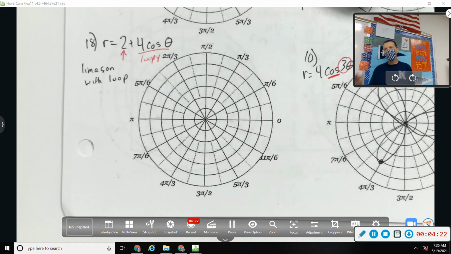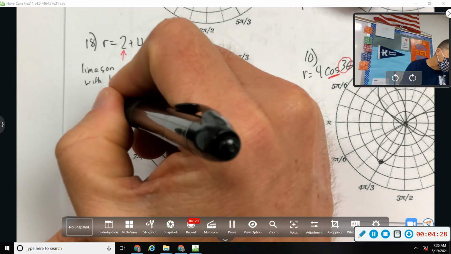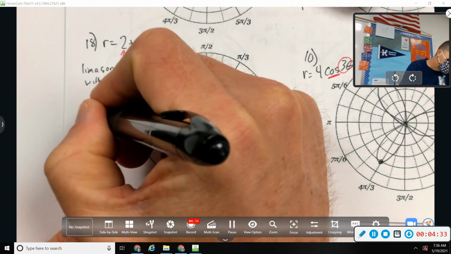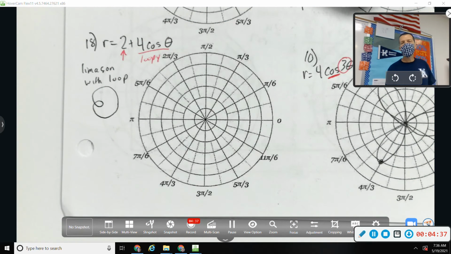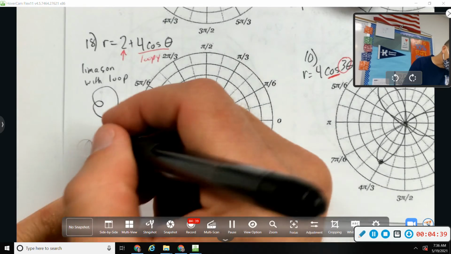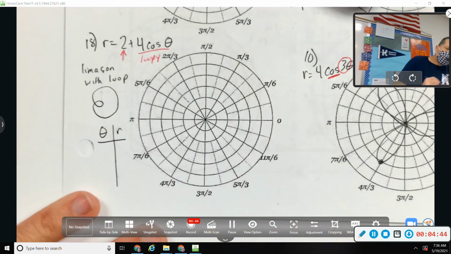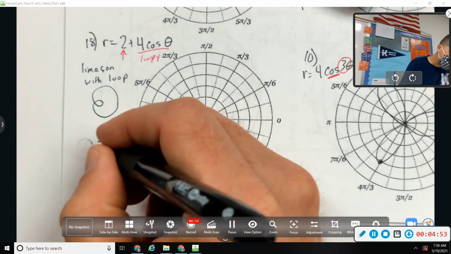It's cosine, so I know it has a left-right orientation. So I can know already what the basic shape of this thing is going to be. See if I can freehand one here. That's not bad. It's going to look something like that. But something like that isn't really good enough for what we're looking for here. So let's pick some key points, match what we know, limaçon with the loop, x direction, with some key points, and then we'll have a nice looking graph.